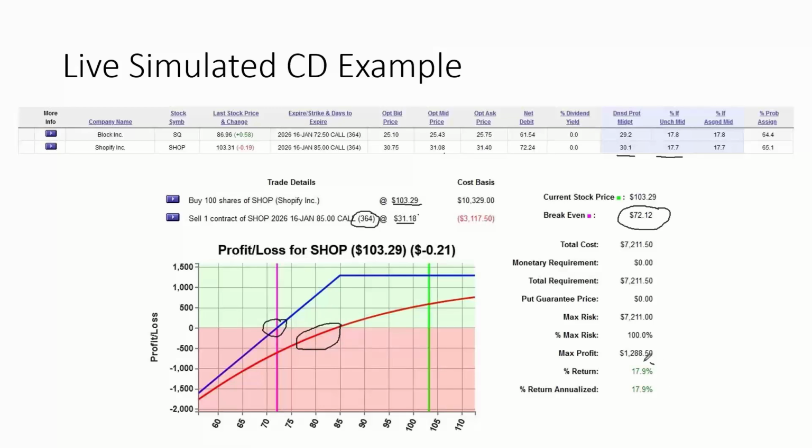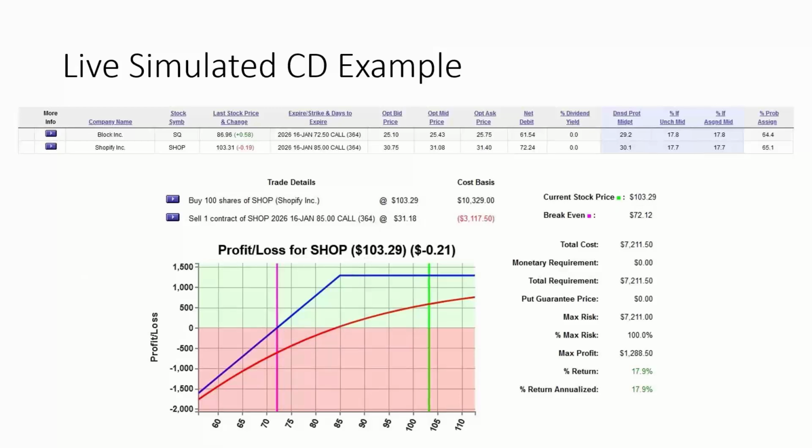But what do we get? The potential here for almost an 18% return. That's using that 31.18 price and the 103.29 with still the 30% downside protection. Naturally, since this is a 1 year out trade, your annualized return is equal to the static return at expiration of 17.9%, as long as the stock remains anywhere above 85 in 364 days.